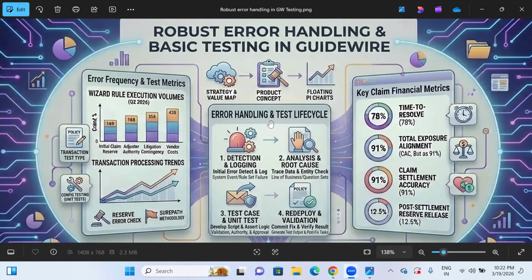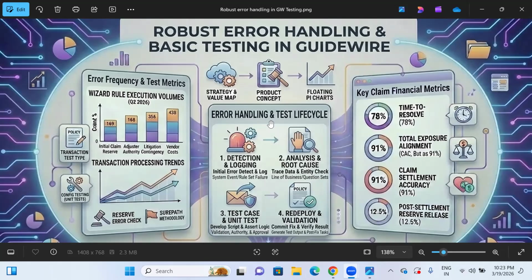Second, about the error handling and test life cycle, where we have to detect the logging, where initial errors at the same time detecting the log system events, rule set failures, everything will be involved in, including the analysis as well as root cause analysis from the business analyst side, where we can gather this information so that we can trace the data, we can do the entity checks of different lines of business that we have. Everything will be done under the root cause, which will be part of error handling and test life cycle, right from the inception of test requirements we have gathered till test cycle closure, right? So there are different life cycle stages that we have.